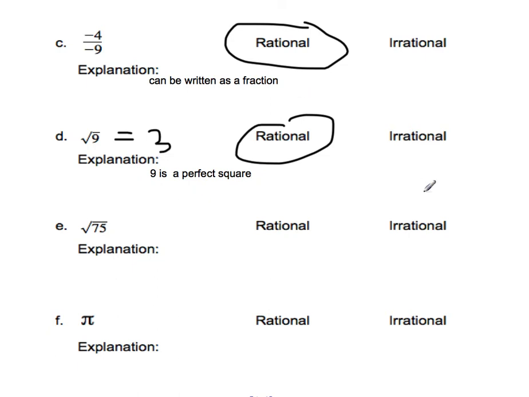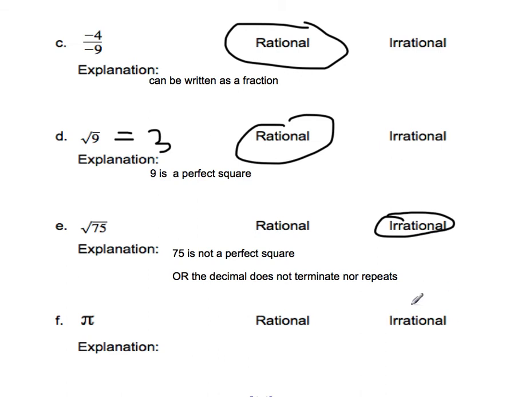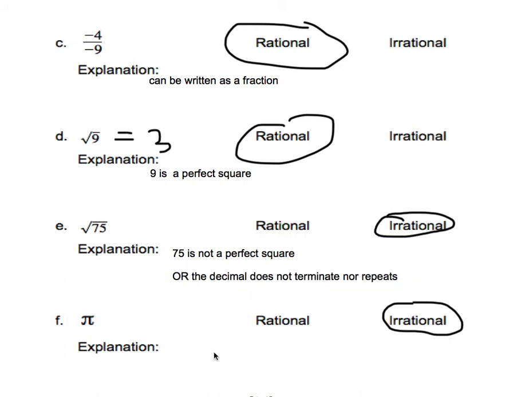Second one, or square root of 75, is irrational. And again, two different answers. 75 is not a perfect square, or the decimal does not terminate nor repeats. Pi is an irrational number, and the only explanation that I will accept is that the decimal does not terminate nor repeats. Okay?